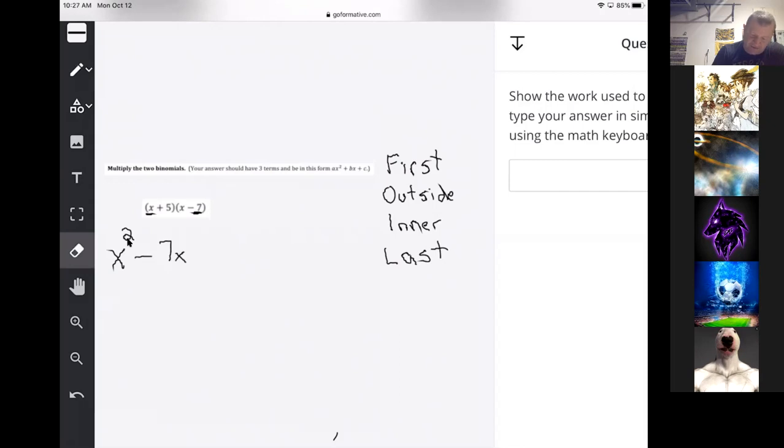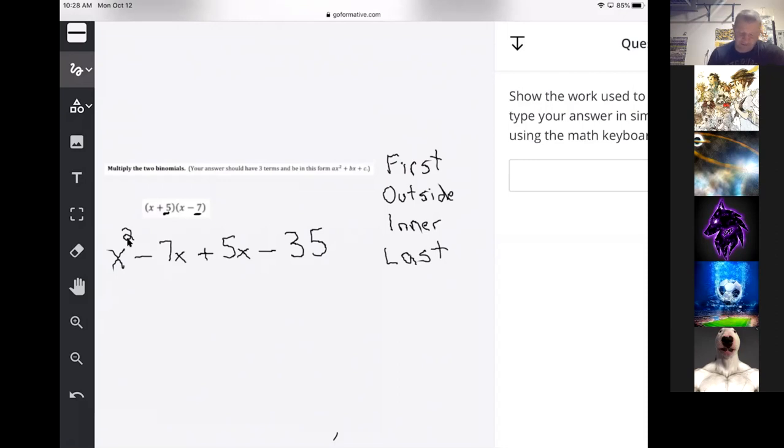And then we go back to the FOIL and we're like, what does FOIL want us to do? Inner. So the 2 on the inside, what do you get when you multiply the 2 on the inside? You get plus 5x. And then you need to multiply the 2 terms on the last. So this one's last and that one's last. Does that give you 35 or negative 35? It gets you negative 35, right?